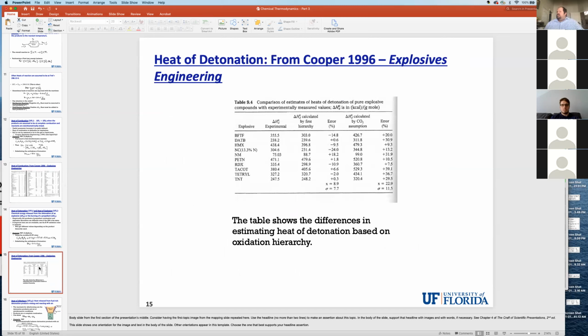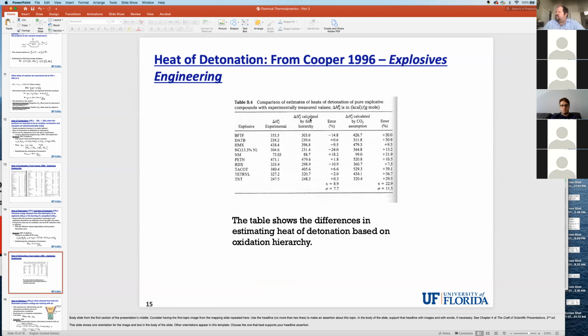So you can look at the heat of detonation from Cooper. There's a table of them, and there's a whole wide range of them. They also estimate the experimental heat of detonation, where they use a bomb calorimeter, and here are the heats of detonation using two product hierarchies.